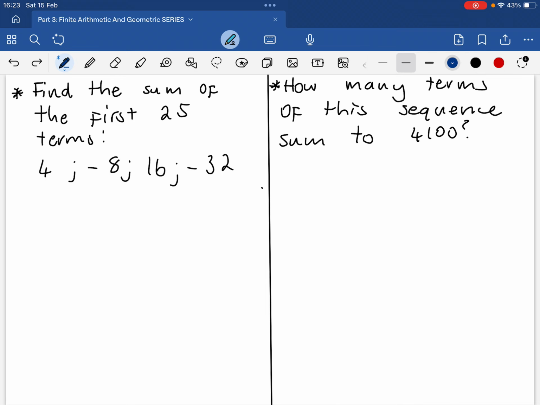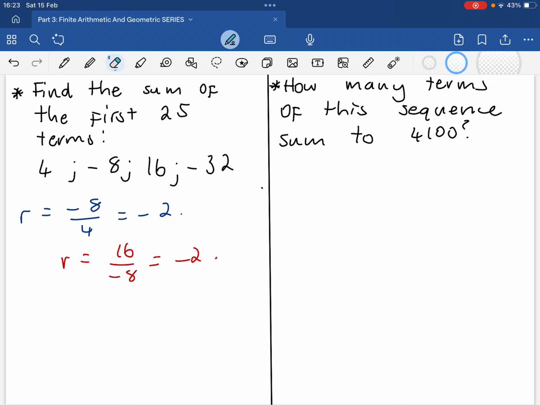Find the sum of the first 25 terms of this sequence: 4, -8, 16, 32. Well, first of all, what's r here? You can find r by taking -8 and dividing it by 4. That gives us -2. You don't have to do this, but it would give you the same answer as if you took 16 and divided by -8. If you took term 3 and divided by term 2, that's also -2.